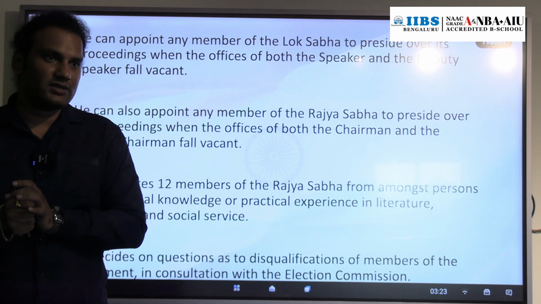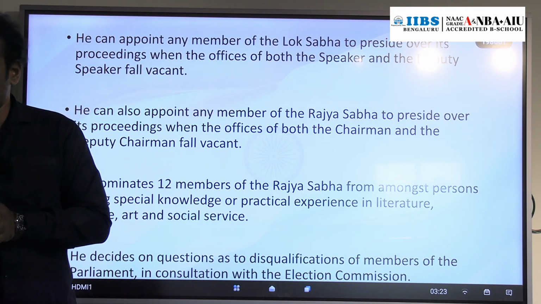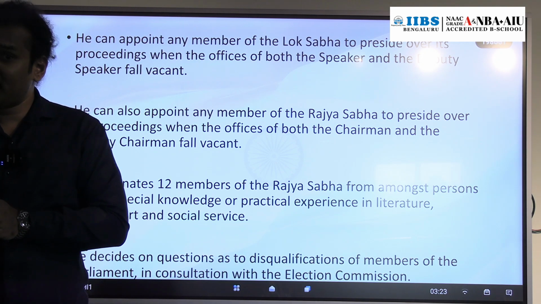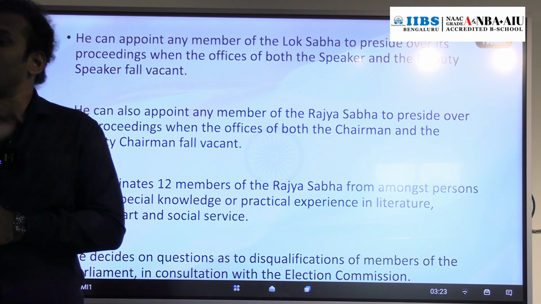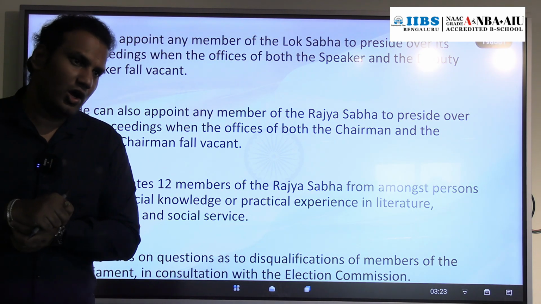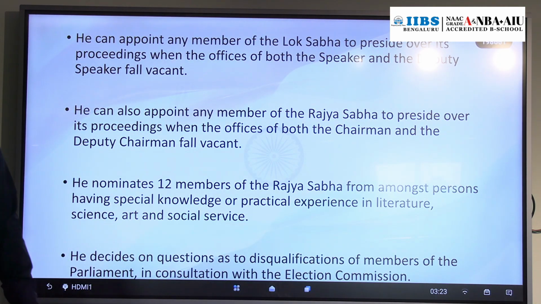Now, apart from that, earlier in Lok Sabha, the President could nominate 2 Anglo-Indians if such a community was not represented in the House. But that provision has been deleted from the Indian Constitution. But in Rajya Sabha, even now there is a provision that 12 members will be nominated by the President of India who are experts in literature, science, art, and social service.